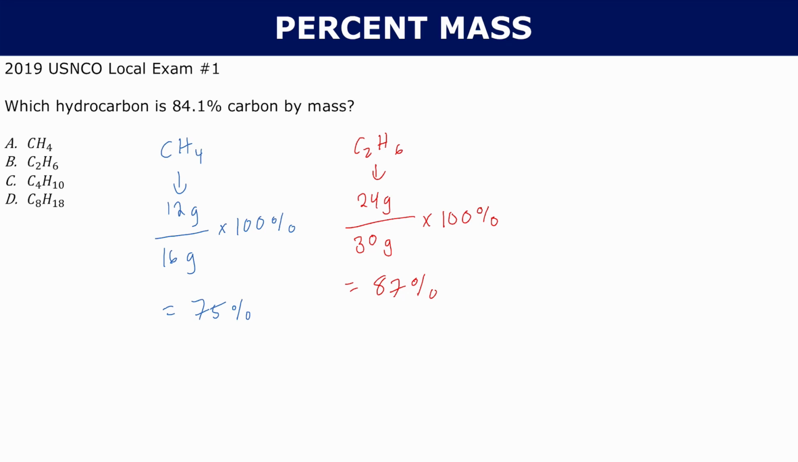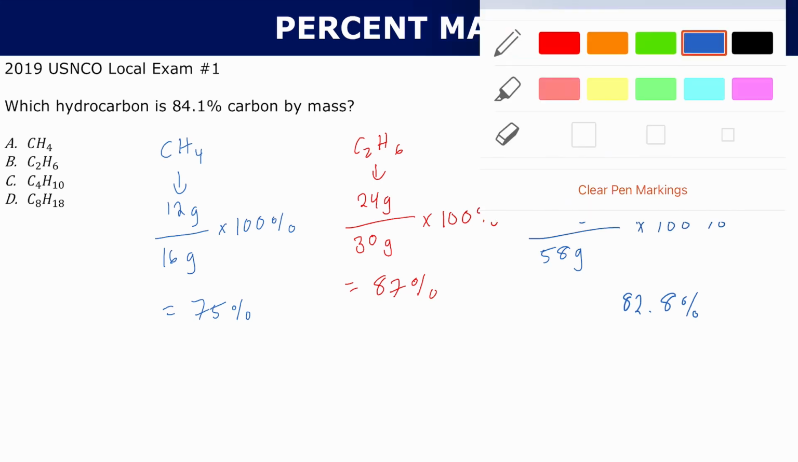Let's do C4H10. In a mole, carbon is going to be 48 grams over the molar mass, which is 58 grams. Multiply this number by 100%, and that is 82.8%. That is also not 84.1%. So by default, it has to be D, but let's make sure.